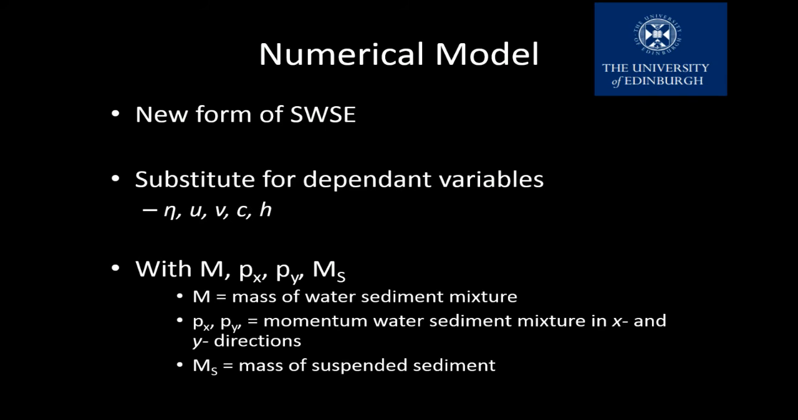So in order to facilitate the solving of the numerical model, I've replaced the dependent variables with 4 new variables, and then I've updated these variables at each time step. Then, just using substitution, I can find the values of the standard primitive variables that we find in the shallow water equations.